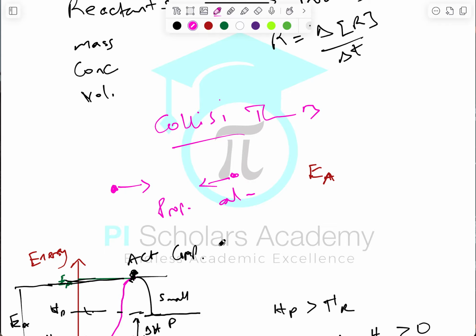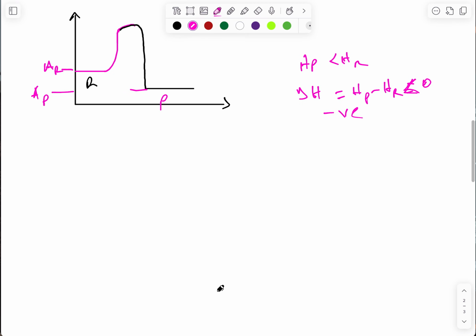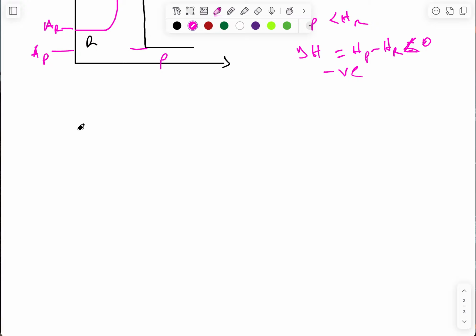So now let's talk about the factors that actually affect the rate of chemical reaction. The number one factor that affects the rate of chemical reaction is concentration of reactants. I'm going to explain that now. Number one, concentration of reactants.